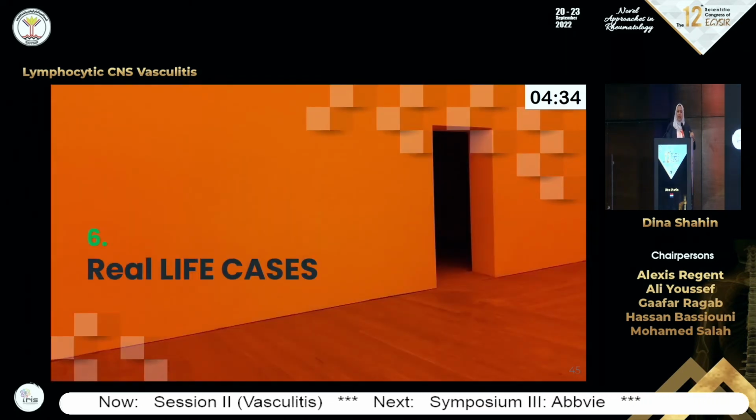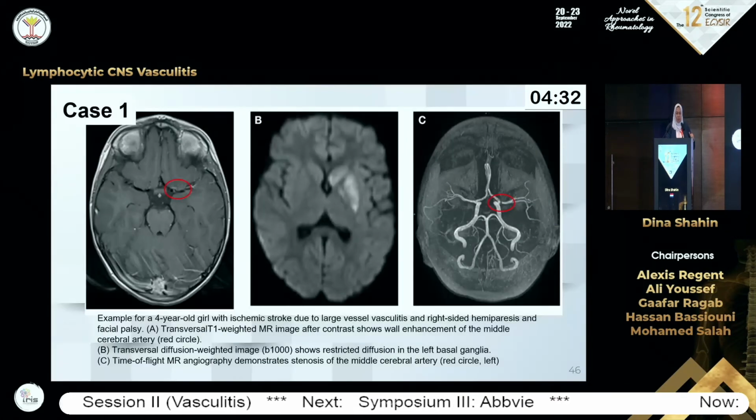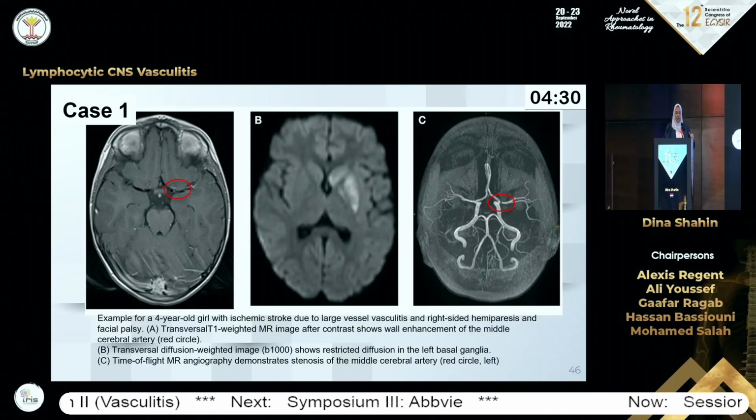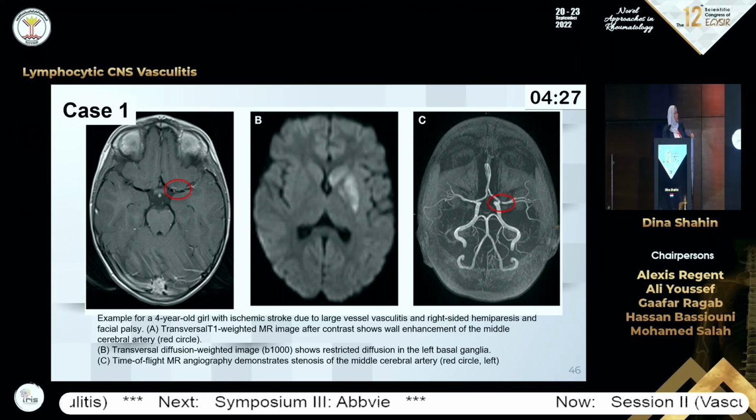هعرض حالتين أو 3 من الحالات اللي إحنا بنقابلها. في دي بنت عندها 4 سنين جاية بـ ischemic stroke وجاية بـ right sided hemiparesis وfacial palsy.